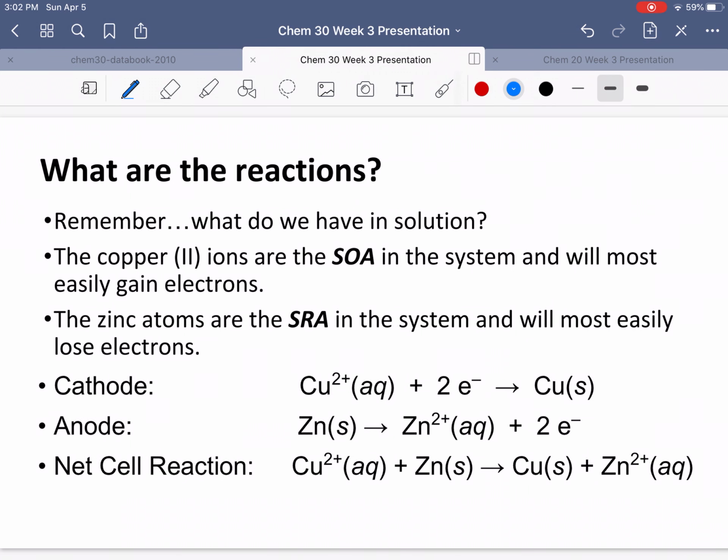The next thing that needs to be written in is understanding the half reactions happening at the cathode and the half reaction happening at the anode. Don't lose sight of these. The cathode is always going to be a reduction reaction with a gain in electrons.